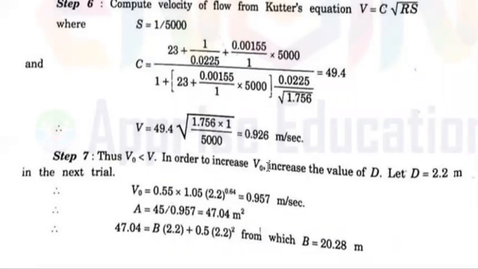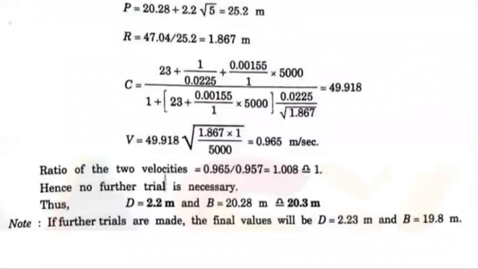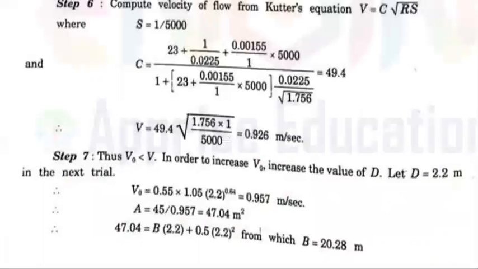So in order to increase VO, you increase the value of D. So here the expected range is less, so you are increasing the D value, and again you have to proceed the same. See the two ratios, more or less one, the ratio of two velocities. So hence no need.